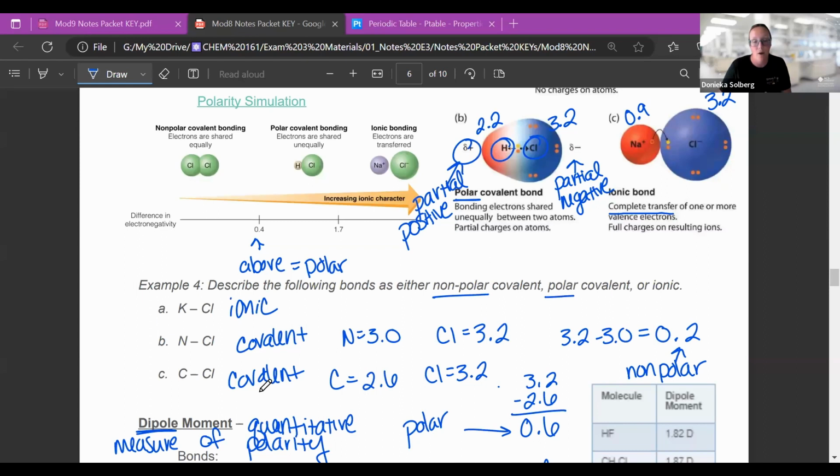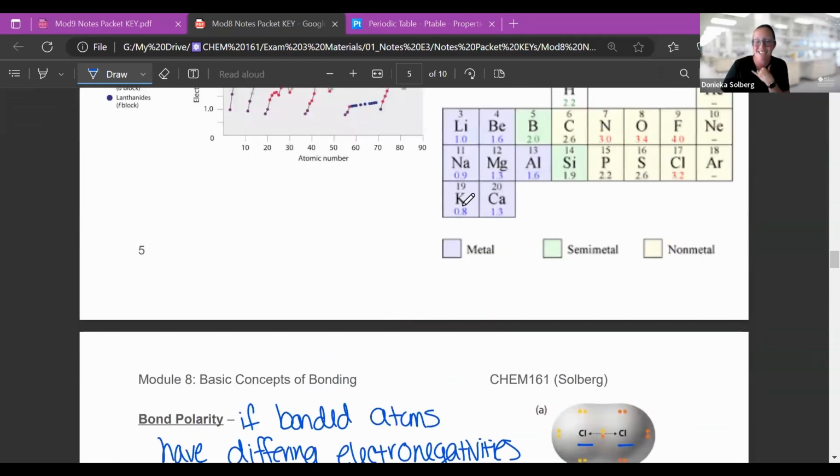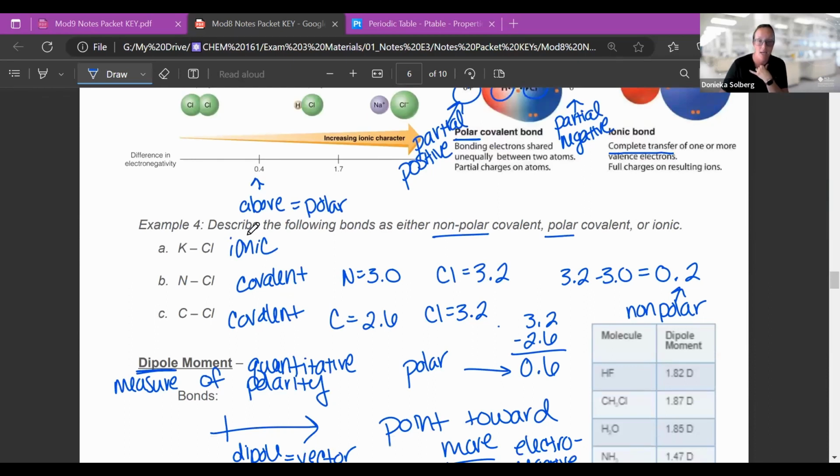Okay, so answer-wise, I have KCl. Now you should look at that and be like, that's a metal and a nonmetal, so it's an ionic bond. And yes, it is an ionic bond because one, it's a metal and a nonmetal, but also because it has such a difference in electronegativity. K over here is 0.8, whereas Cl is 3.2. That is way more than a difference of 1.7, so it is definitely ionic.